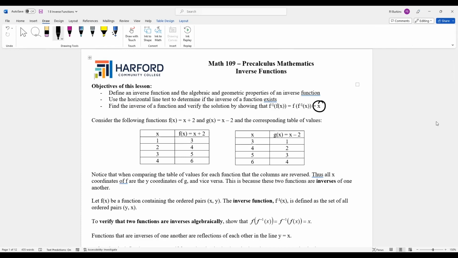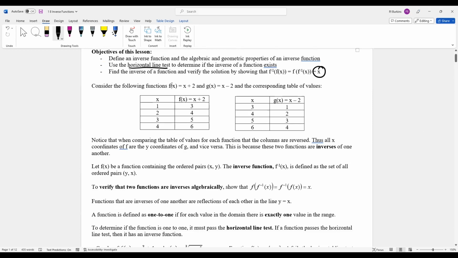We're going to talk about the horizontal line test, which tells us whether something has an inverse. And then we'll talk about how to find an inverse or verify that a function is an inverse of another function. So here's a very basic set of inverse functions. Right? We have x plus 2 and x minus 2.